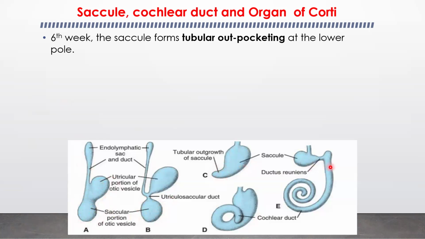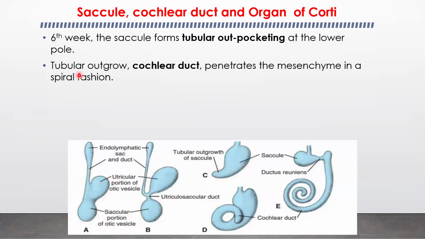So this outpocketing will undergo spiral formation. So this tubular outgrowth, which is the cochlear duct, will penetrate the mesenchyme. Remember, the otocyst was inside the mesenchyme. So it will penetrate the mesenchyme in a spiral fashion. And that's the reason why the cochlear duct is always spiral. So this outpocketing of the saccule will undergo outgrowth, which is tubular. And then this tubular outgrowth will penetrate the mesenchyme in a spiral fashion. This is the one that you're talking about.